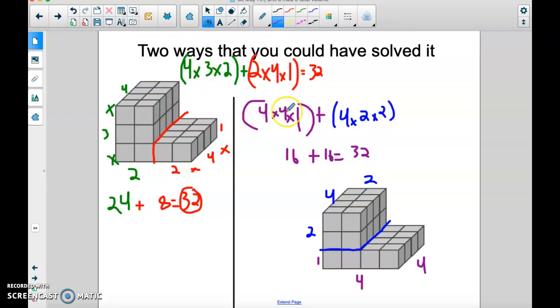So either way you slice it, you get 32. Any way you solved for the volume here, y'all, you should have ended up with 32. If not, reevaluate what you did, how you did it. Not saying it's a wrong strategy, but we just need to tweak it if you didn't get 32. All right, so if you need to pause the video and think about that one, go for it.